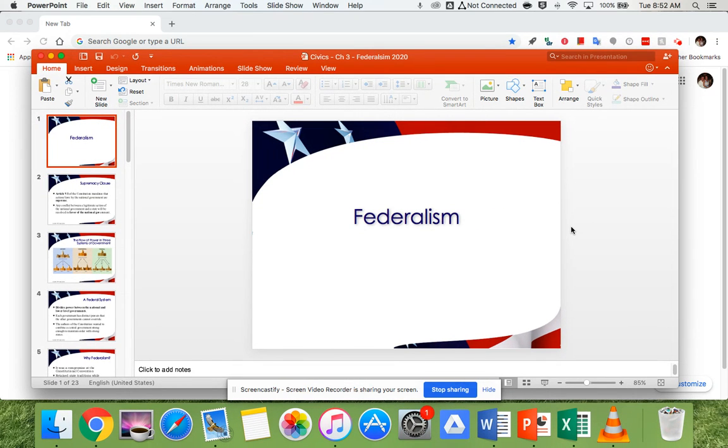Today's lesson is going to be on federalism. We're going to look at how the power of the national government is shared a lot of times with the state and local governments. Sometimes the state governments are denied powers, and sometimes the federal government is denied powers, and sometimes both of them come in conflict with one another. So we'll take a little tour here of an introductory lesson on federalism.